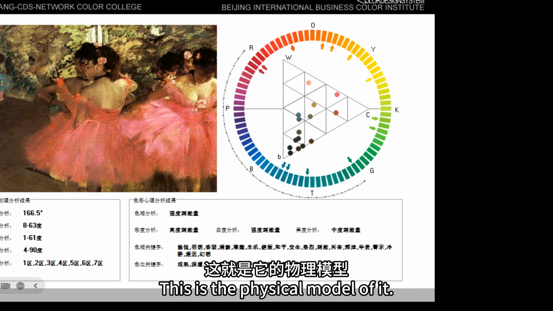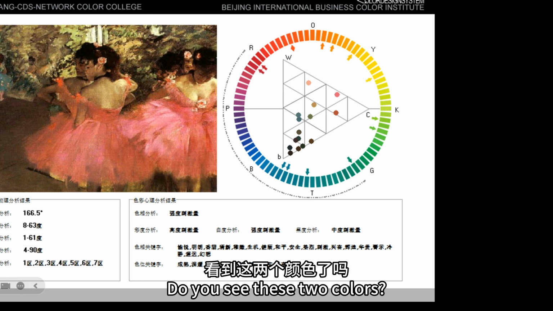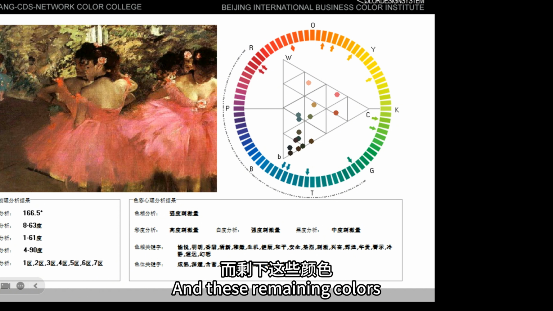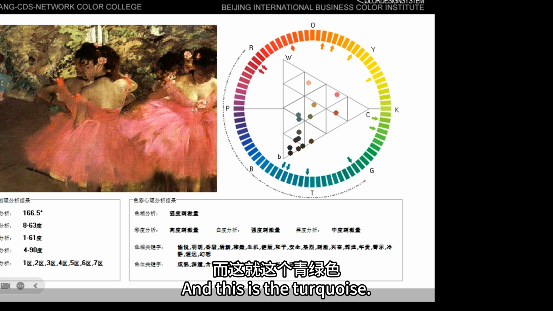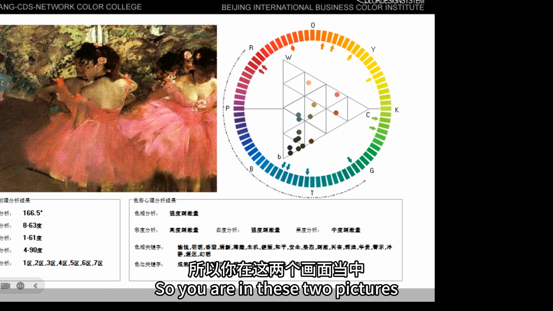This is the physical model of it. We just saw these two color models. Do you see these two colors? These two colors are these colors, and these remaining colors. Basically, it's all colors other than these backgrounds. And this is the turquoise. The two dots are this color. So you are in these two pictures.